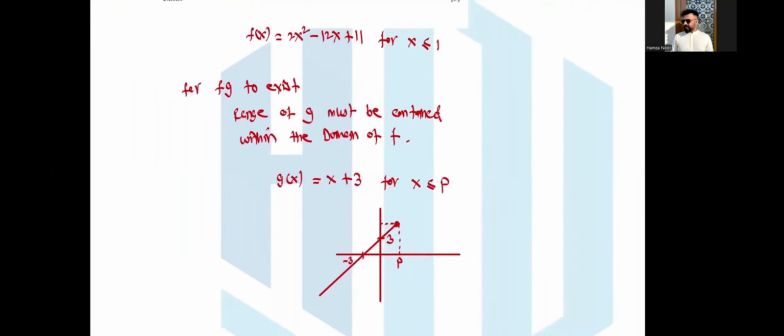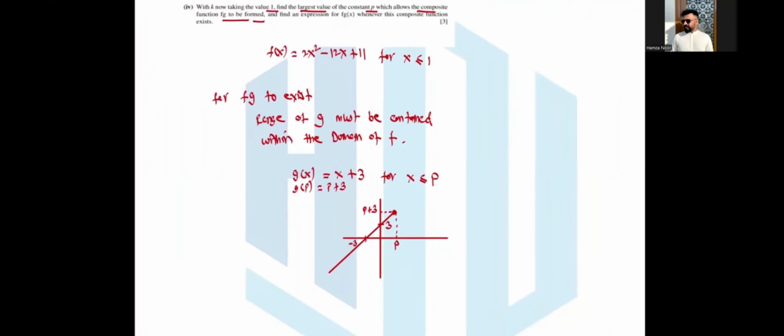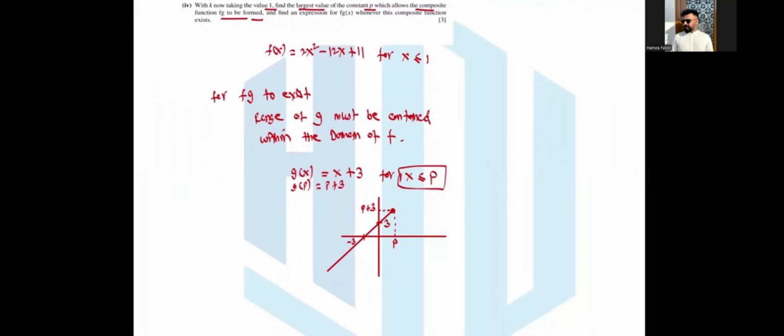So when x is equal to p, the output would be p plus 3, isn't it? Because gp would be p plus 3. So this would be the output. Now when the domain of gx is x less than or equal to p, the range of the gx function would be something like this: gx is less than or equal to p plus 3.